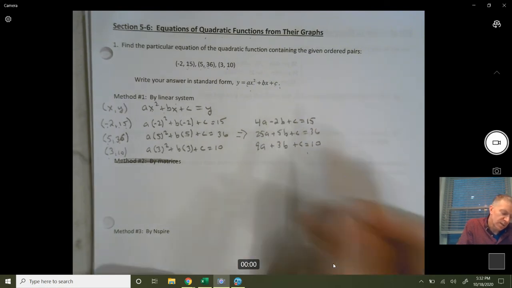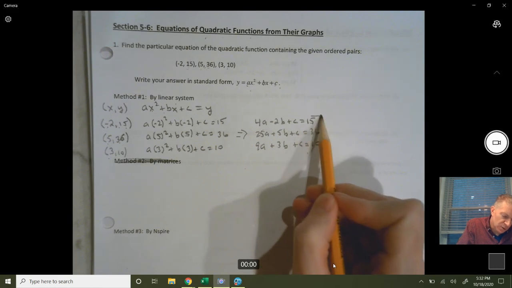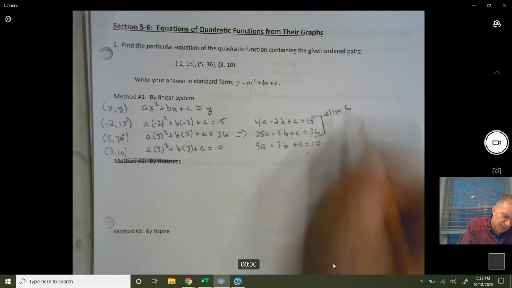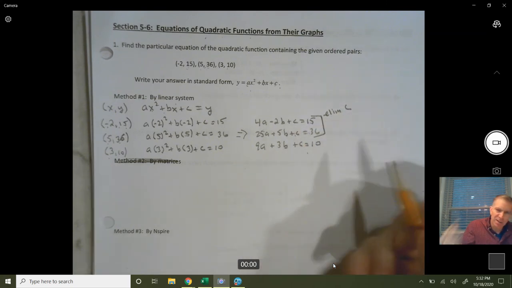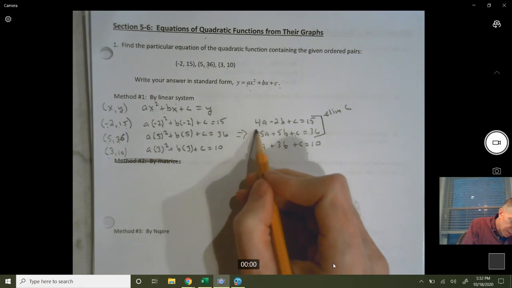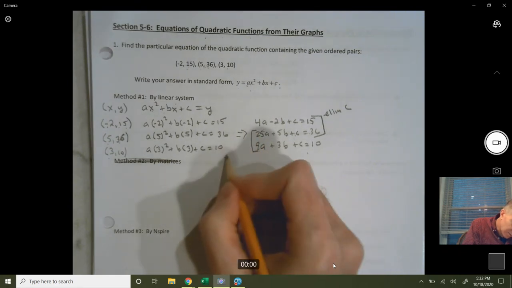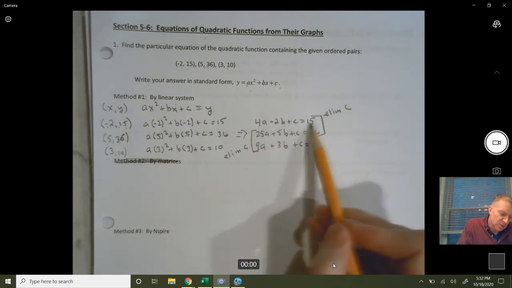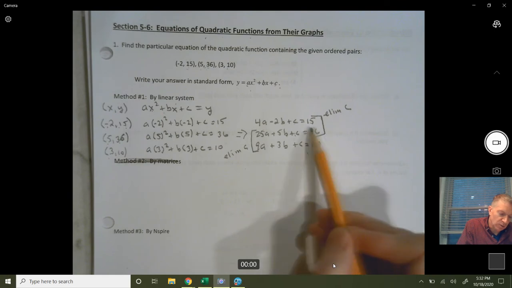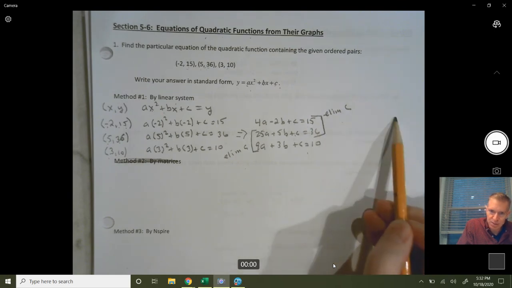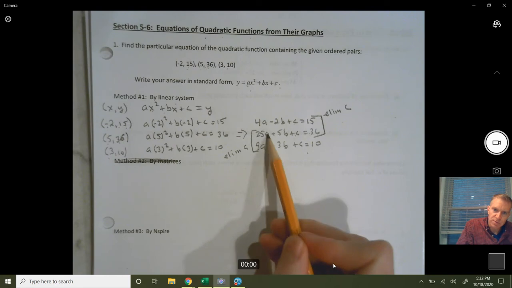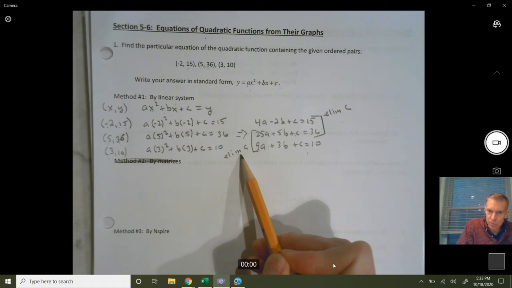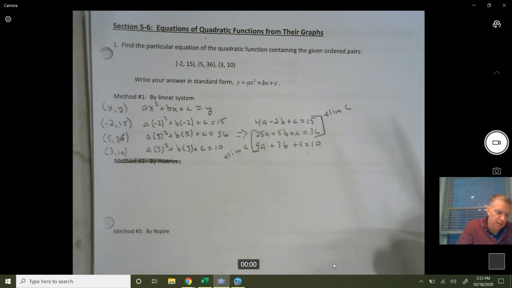I think it would be easiest to pick the first 2 equations and eliminate c. C is easiest to eliminate. And then I'm going to pick the second and the third equations, and again eliminate c. When I take these 2 equations and eliminate c, I'm going to be left with an equation that just has a's and b's. When I take the other 2 equations and eliminate c, I'm going to have another equation that only has a's and b's. And once I have two equations with two unknowns, then I can solve.